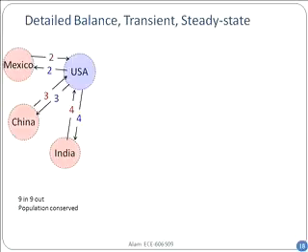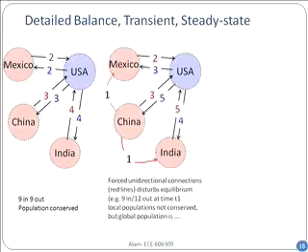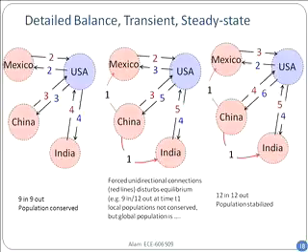So if you look at this side by side, the middle one is transient. The first one is detailed balance, meaning steady state, which means equilibrium. The second one is transient, and let's compare it to the third one. The last one is steady state, where 12 in, 12 out, the population is the same and independent of time.